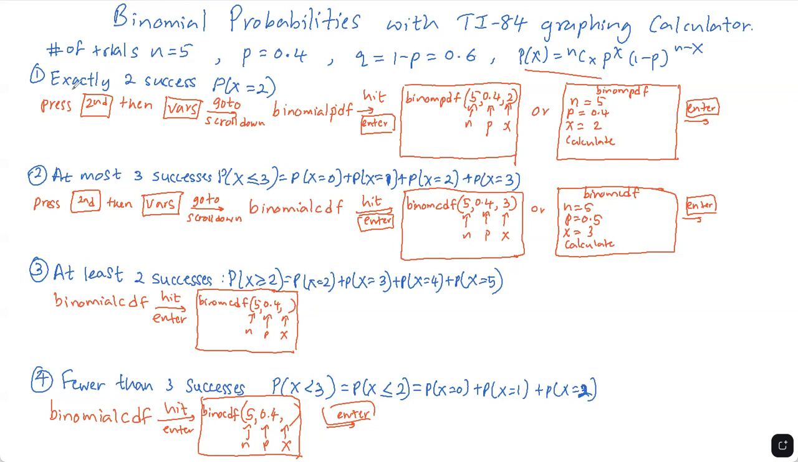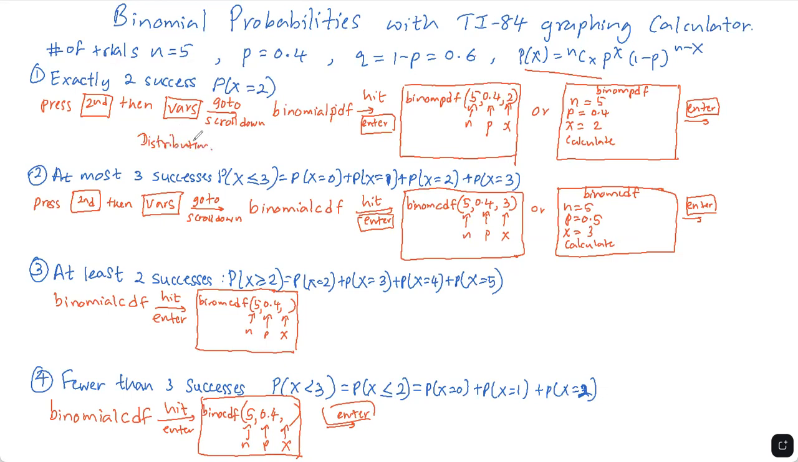The first one is exactly 2 successes. That means we are looking at one x value, so probability x equals 2. To find probability x equals 2, you should first press second on your calculator and then press the vars button, because when you press second and then vars, it represents distributions.